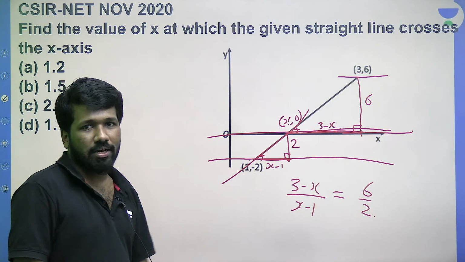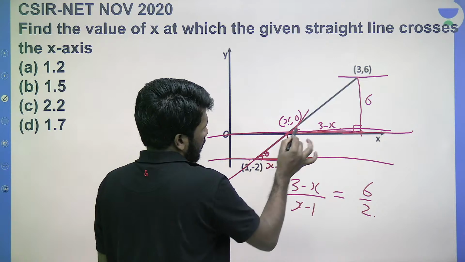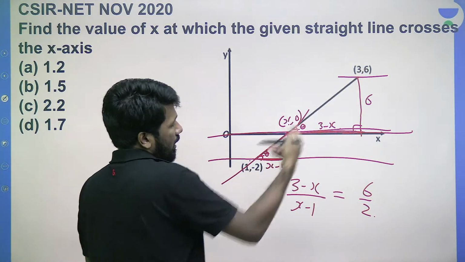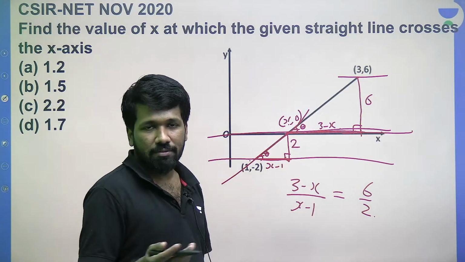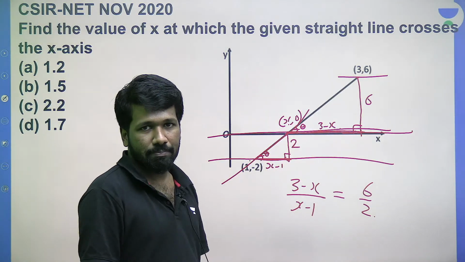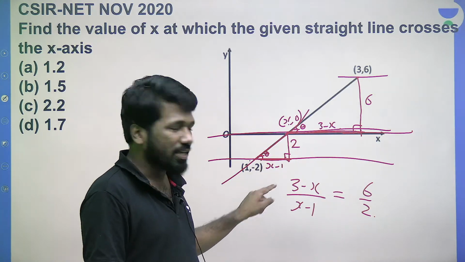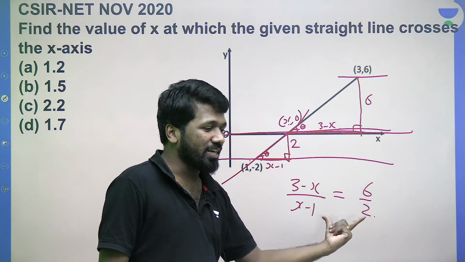Even if you check trigonometrically, you can do this question. How trigonometrically? This is theta, so this is also theta. Tan theta of both these triangles will be equal because both these triangles have the same theta. Same theta, why? Because slope of the curve is same. So tan theta is opposite side by adjacent side, that is 2 by x minus 1, 6 by 3 minus x. Same relation you will get.